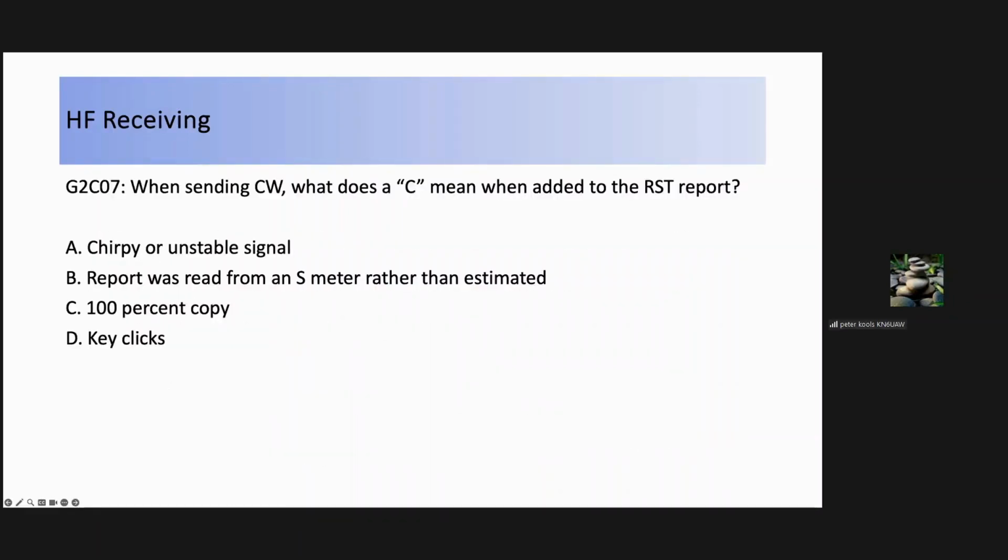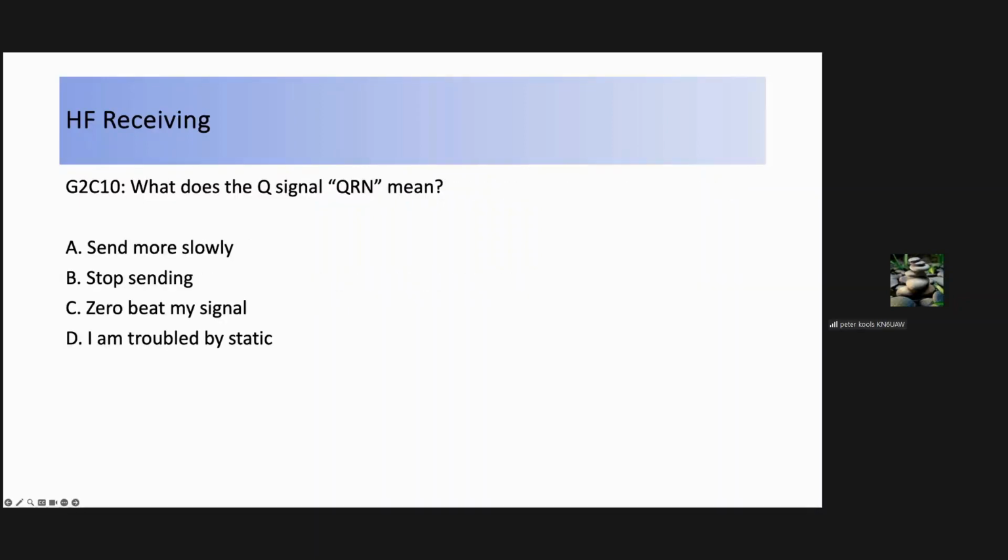So questions in the receiving section. When sending CW, what does a C mean when added to the RST report? Chirpy or unstable signal. What does the Q signal QRN mean? I am troubled by static. N for noise or N for static is the best way to think about it for me.